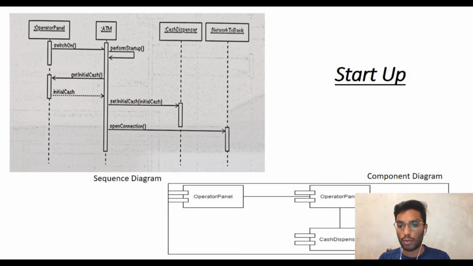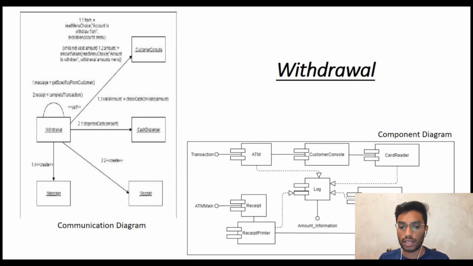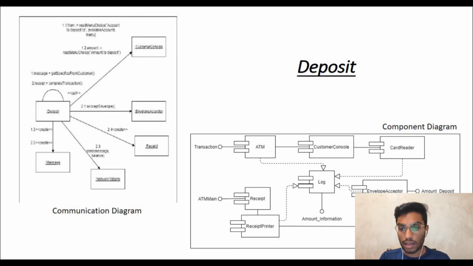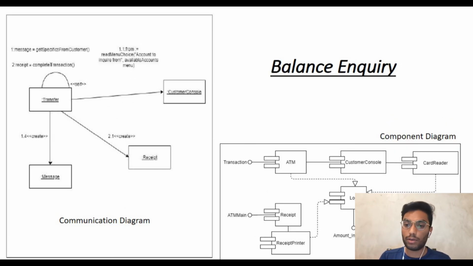So as you can see, now we are moving on to the startup process. Here we show the sequence diagram and component diagram for the startup process and also for the shutdown. And moving on to the withdrawal, the process of withdrawal we showed in a communication diagram and also in a component diagram. Same for the deposit and also the transfer. Last but not least, for the balance inquiry, we showed all the processes through a communication diagram and component diagram. So this is from me.